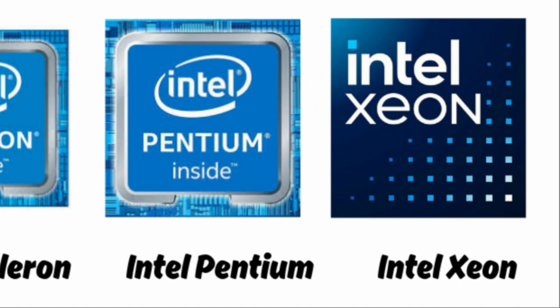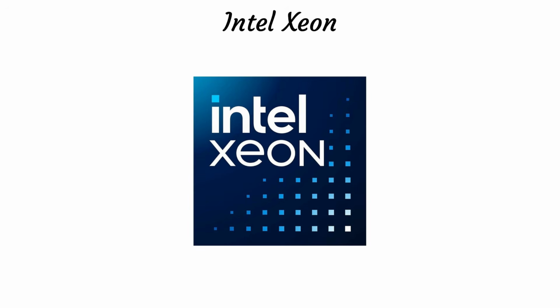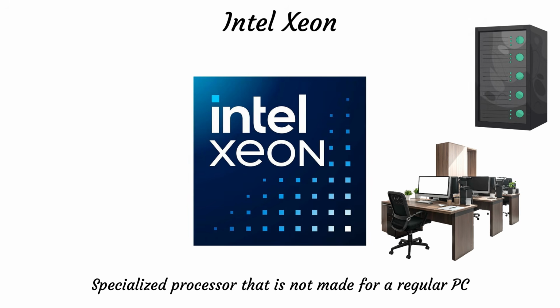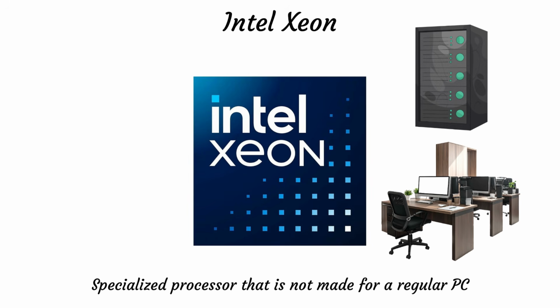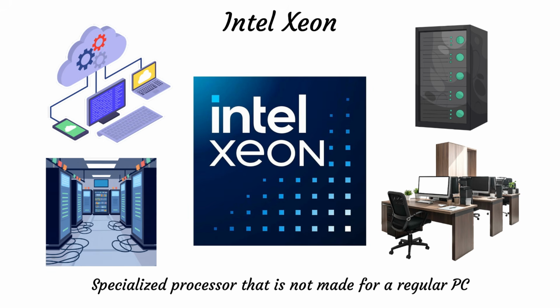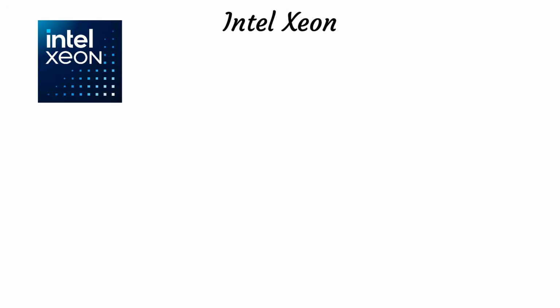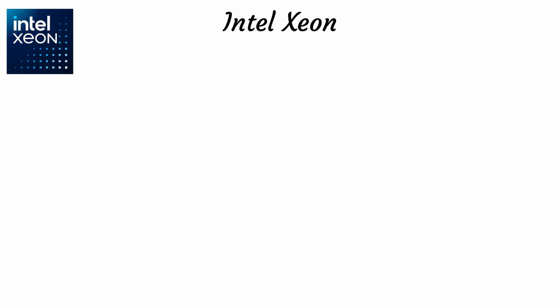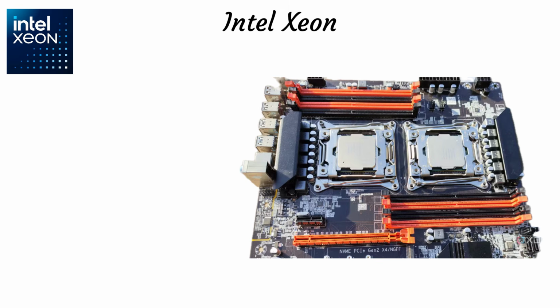Intel Xeon. Intel Xeon is a specialized processor that is not made for a regular PC, but is designed for powerful workstations and servers that handle heavy-duty tasks like large-scale simulations, data centers, and cloud computing. The Xeon is able to do all of that non-stop without crashing because these chips have lots of cores, like 32, 64, and even up to 128 cores in the new Xeon 6 series released in 2025. Xeon CPUs also support multi-CPU setups, so a motherboard can use 2 or more Xeon processors at the same time to handle those heavy workloads.